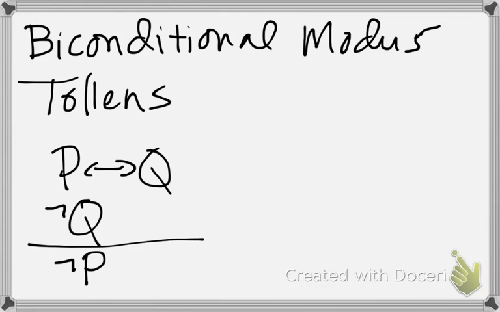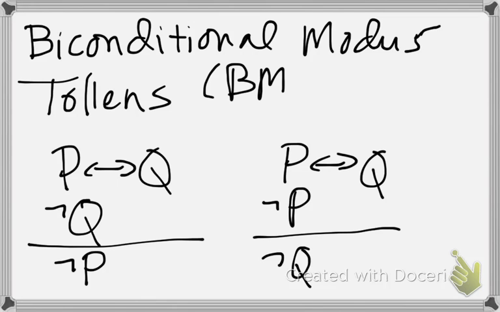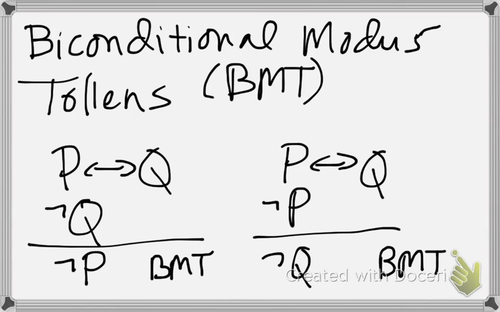However, because biconditionals go both ways, we can also have another form where if we have the denial of the left-hand side, we can get the denial of the right-hand side of the biconditional. And that should make sense to you. And we're going to abbreviate this as BMT to keep it straight from Modus Tollens. And that's all there is to it. That's a pretty simple rule to use.